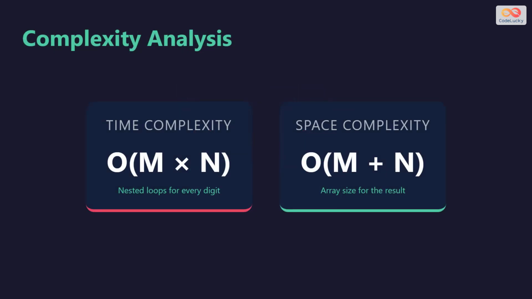Let's look at efficiency. The time complexity is O of m times n because we use a nested loop to multiply every digit of the first number by every digit of the second. The space complexity is O of m plus n, which is the space required for our result array.